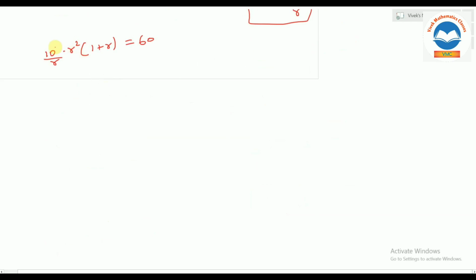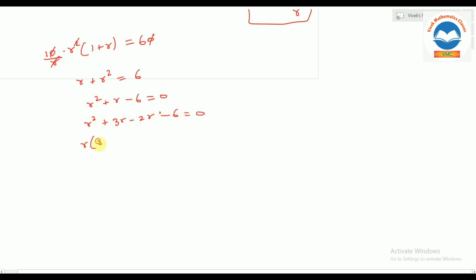Here 10 and 60 will be cancelled out 6 times, and 1 r we can cancel out. So we are getting r plus r square will be equal to 6. So r square plus r minus 6 will be 0. We will solve this. We will get r square plus 3r minus 2r minus 6 will be equal to 0.